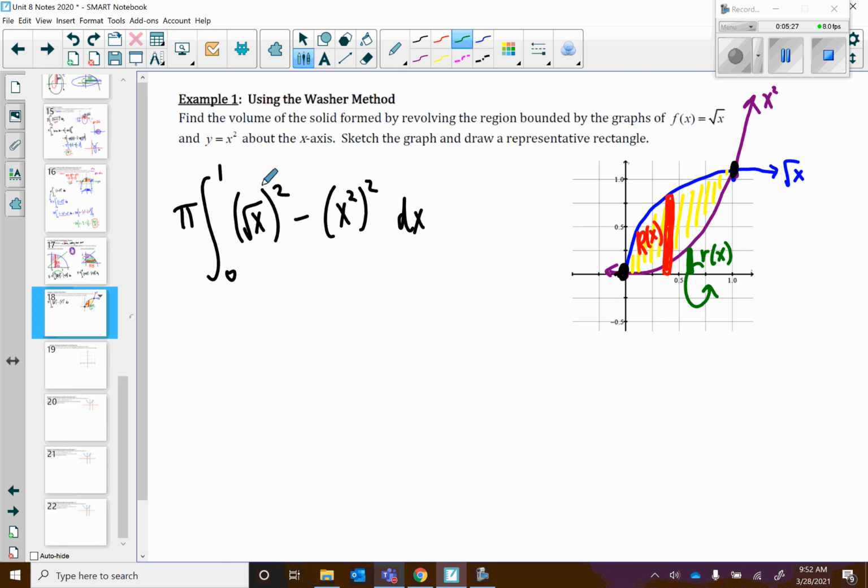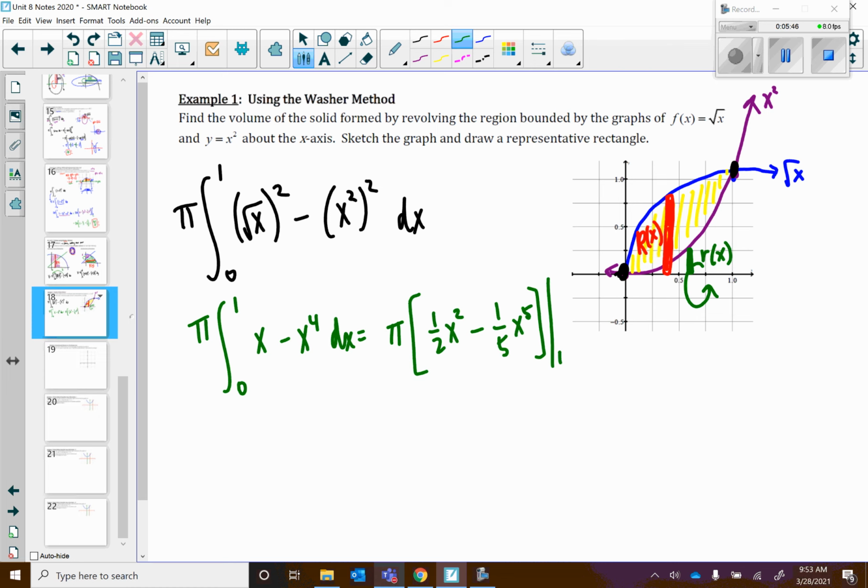Pi r squared. So to evaluate this, I'm going to simplify a little first. Pi times the integral from 0 to 1 of x minus x to the fourth, pi times 1/2 x squared minus 1/5 x to the fifth, and we are evaluating from 0 to 1.